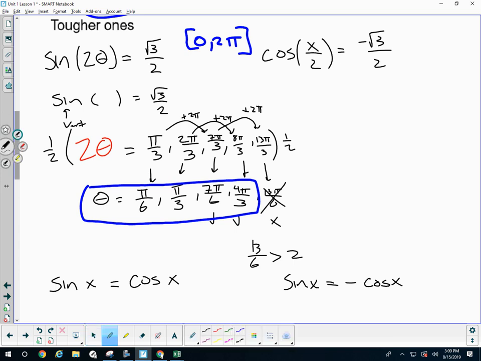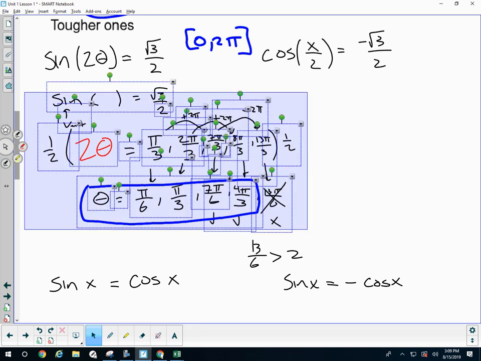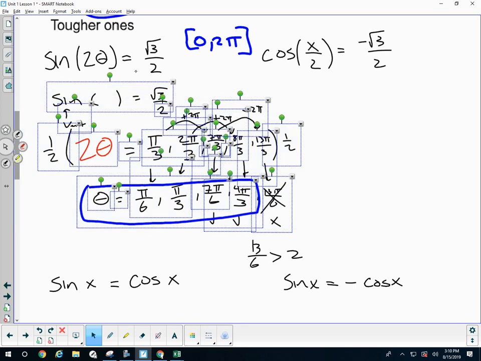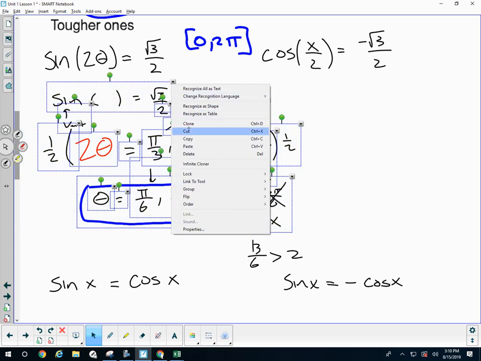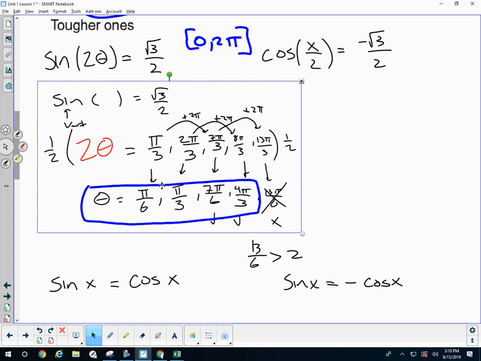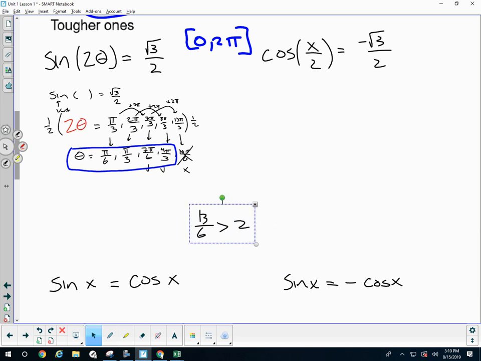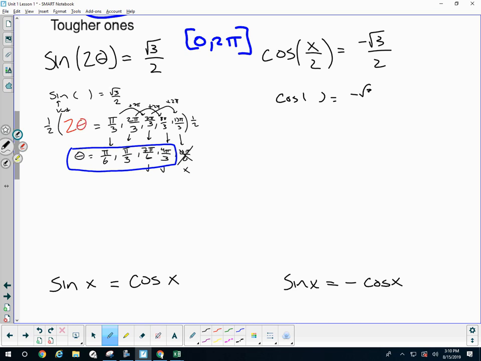Let's think about this one. Cosine of x over 2 equals negative root 3 over 2. Ready, set, let's go. We could start by thinking about the x over 2 not existing and just thinking about what is cosine going to give us negative root 3 over 2. Okay, so go ahead, tell me and find two solutions for when cosine gives me negative root 3 over 2.